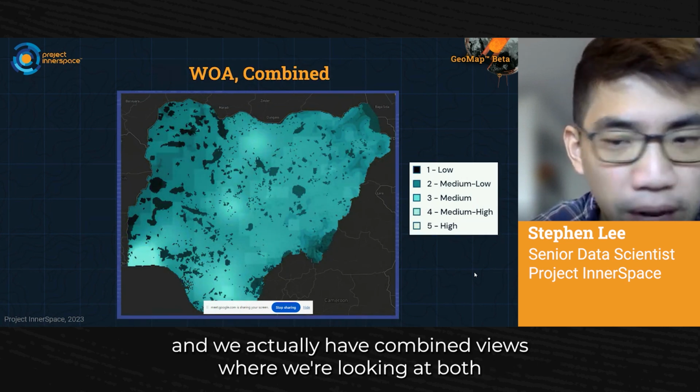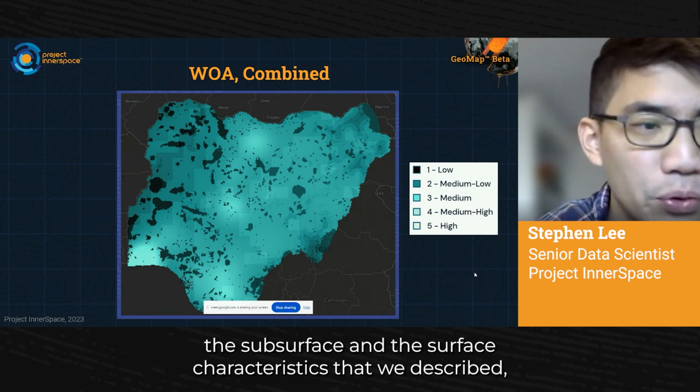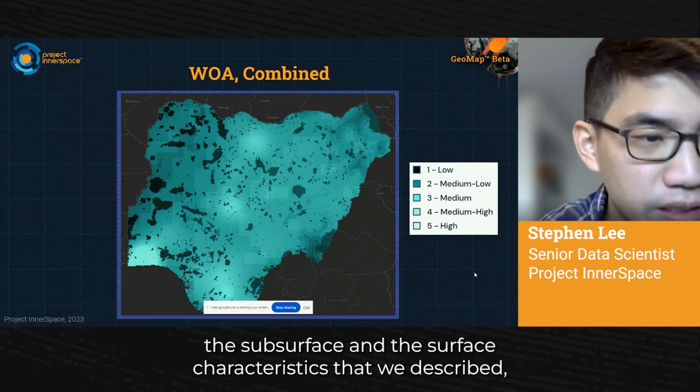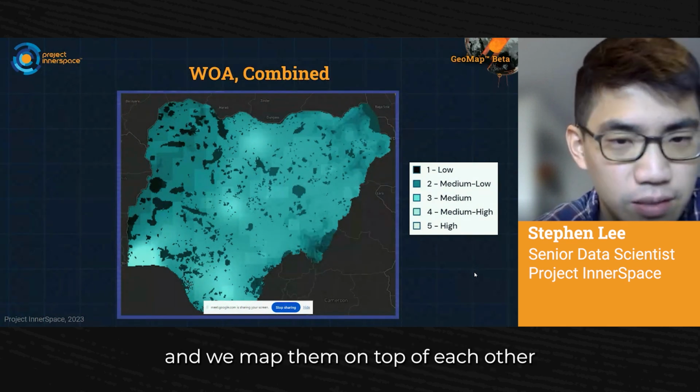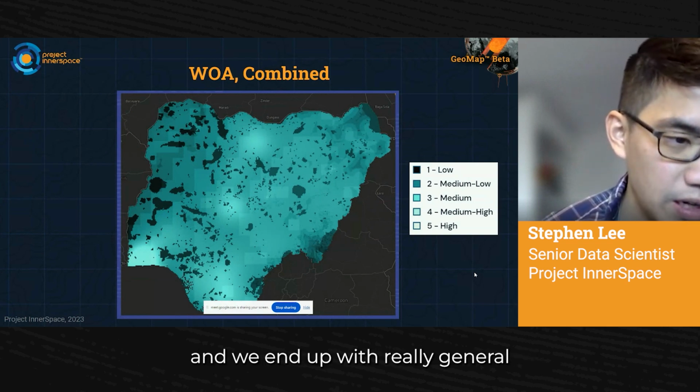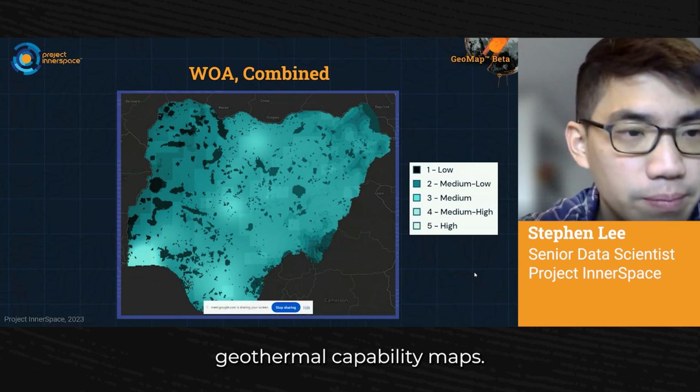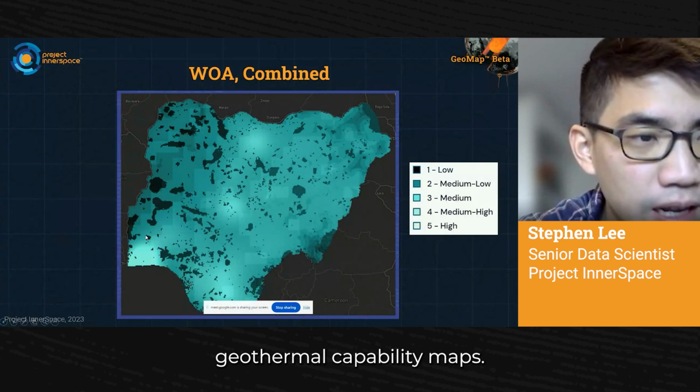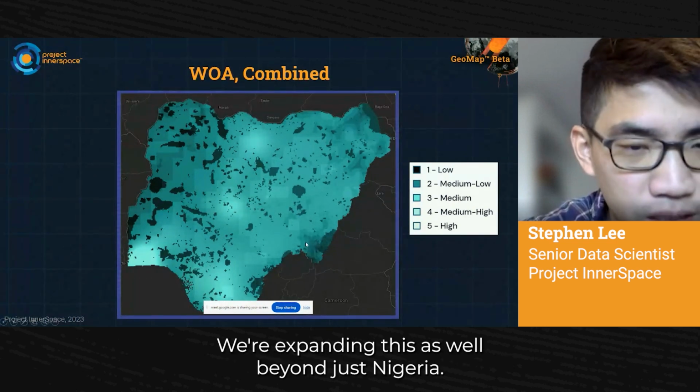And we actually have combined views where we're looking at both the subsurface and the surface characteristics that we described, and we map them on top of each other. And we end up with general geothermal favorability maps. We're expanding this as well beyond just Nigeria.